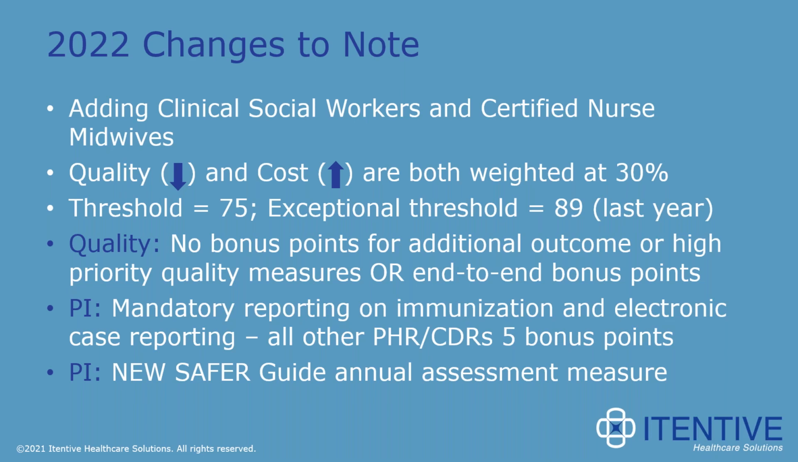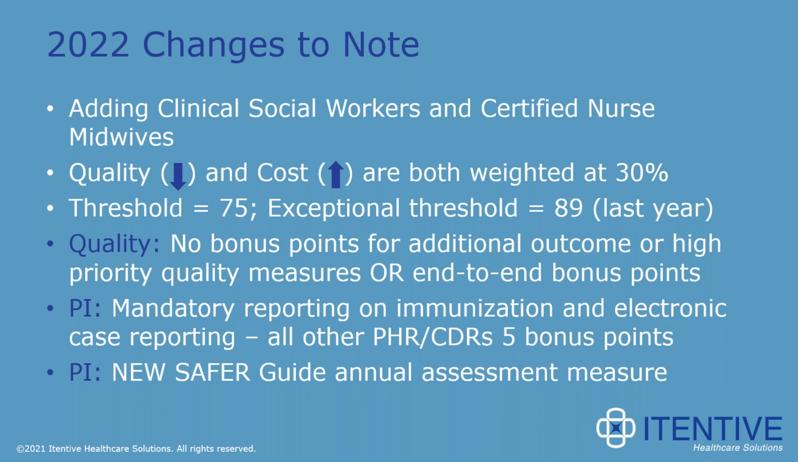Now, quality specific changes, again, I literally just included 3 of them. Quality first, there will be no more bonus points offered for submitting additional outcome or high priority measures or end-to-end bonus measures. For PI, there is now mandatory reporting on immunization and electronic case reporting instead of those public health or clinical data registries. If you have an additional one, for instance, that you had for your specialty, those will be worth 5 points. No matter how many you have, if you have 1 or 3, you're just going to get 5 points.